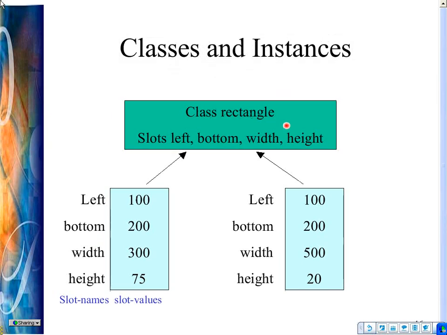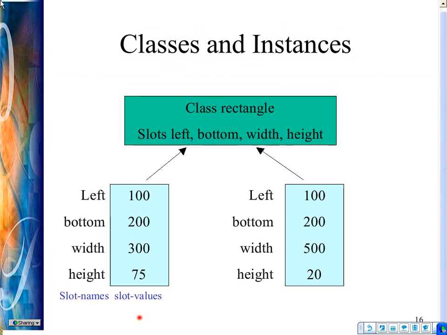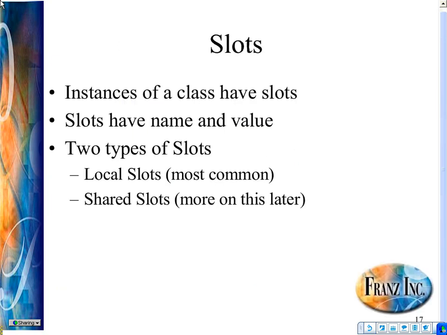So here we have the class, for example, rectangle, and it's got 4 slots: left, bottom, width, and length. And here are 2 instances over here in blue, and they have some same and some different values for the 4 slots. Even if all the values were the same, they would still be different instances, different objects. The instances of a class have slots. The slots have names and values.